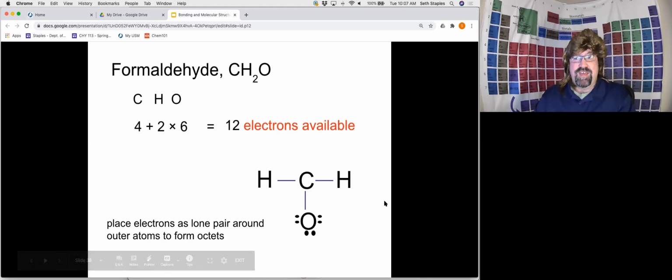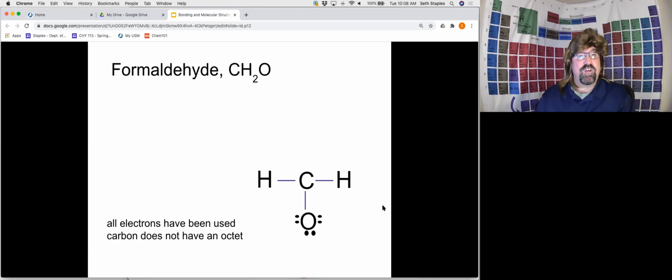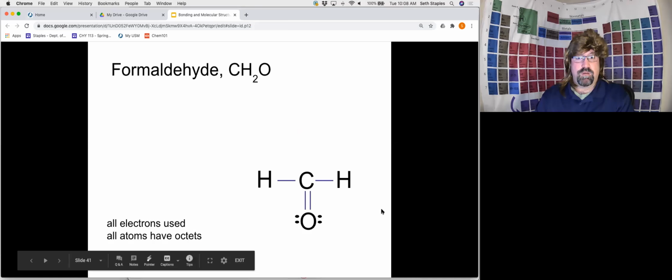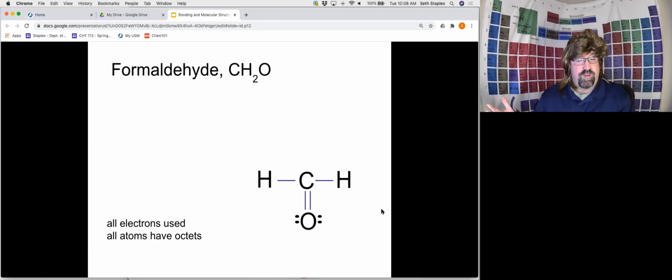But we see that carbon does not have an octet. And so we'll go ahead and move one of these lone pairs into a double bond between carbon and oxygen. So there we have a correct Lewis structure for formaldehyde.